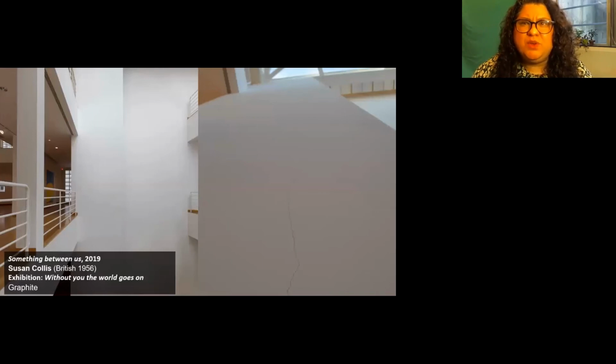Without You, the World Goes On was an exhibition by British artist Susan Collis, again utilizing the large vertical plane of the Richard Meier atrium. This, I would say, is possibly the simplest of the interventions today. Titled Something Between Us, it is a 540-inch graphite line that starts at the top of the wall and moves towards the ground. It was, in fact, created by Collis's husband, Peter, because she is afraid of heights.